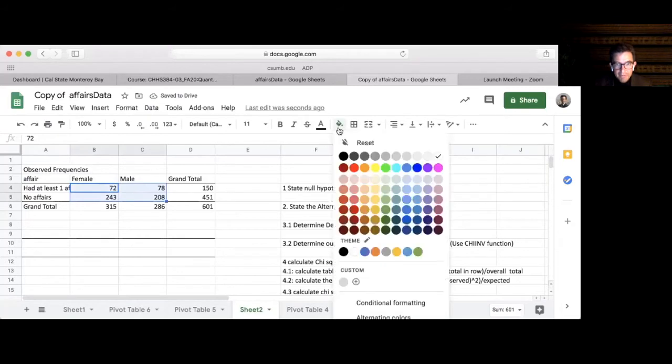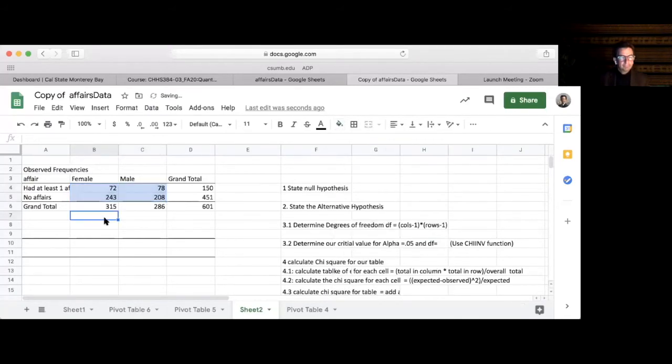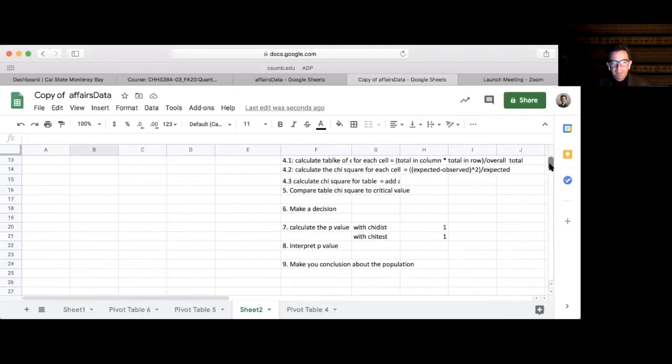I'm going to paint these guys blue. Okay, this is our table. This is all we need to conduct a chi-square test. Here on the right, you can see I did this before. I have all the steps here.